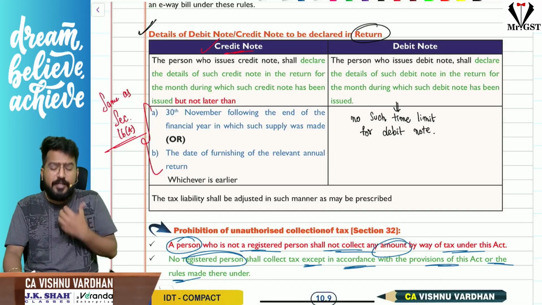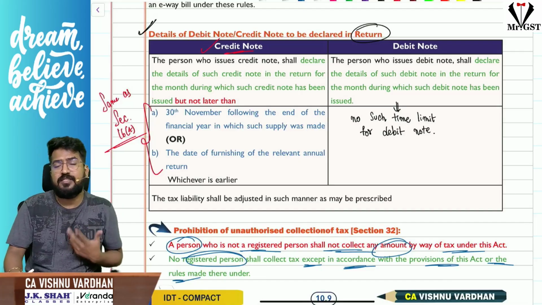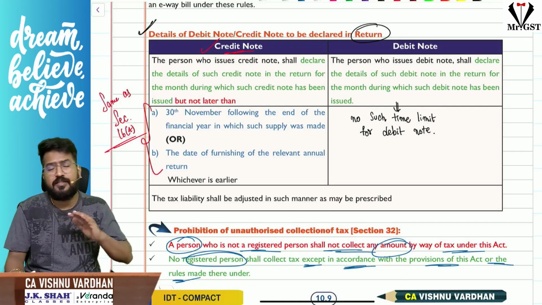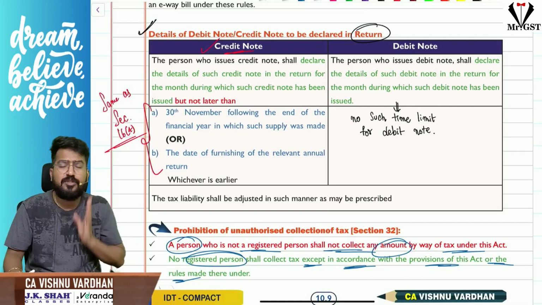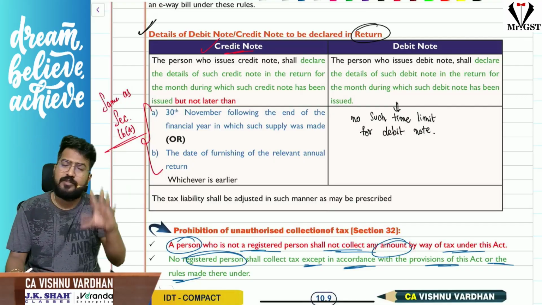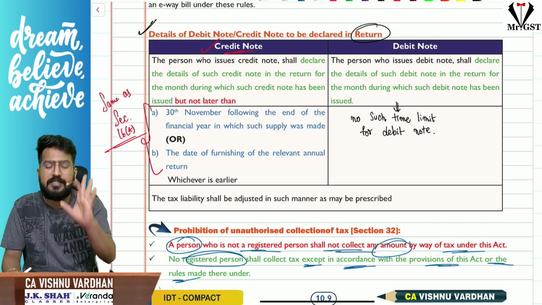Now, if I forget to give credit note details, what do I have to do? Give it in the next month. That next month also I forgot, and the next month also I forgot. Then what should I do, sir? There is a deadline for that.